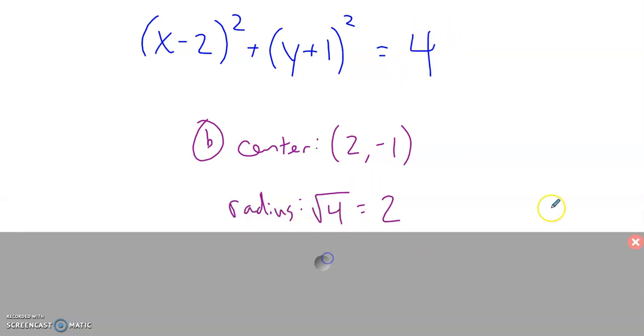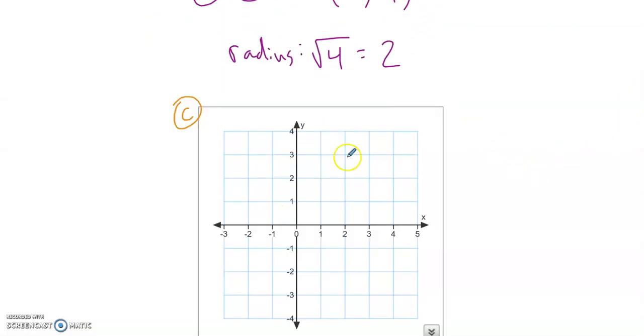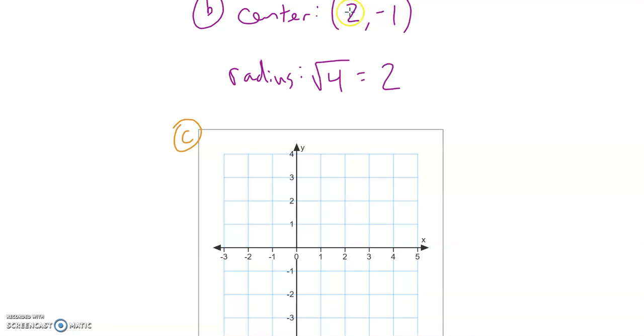So the square root of 4, which is 2. So that's part B. Part C was to graph this, so I make a graph. The center was at 2, -1. So 2, -1 is right here. There's my center. And then a radius of 2 means from there I go out 2.